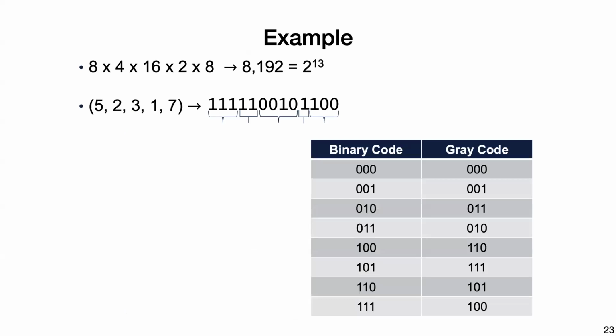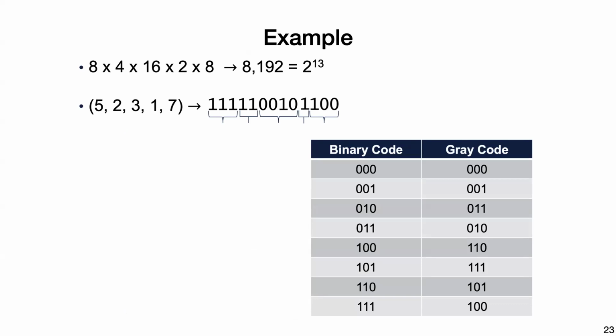So this is an example. Suppose that we had this 5-dimensional mesh topology, and you can see that every one of these is a power of 2. So that is 2 to the 13. You just multiply them all together.